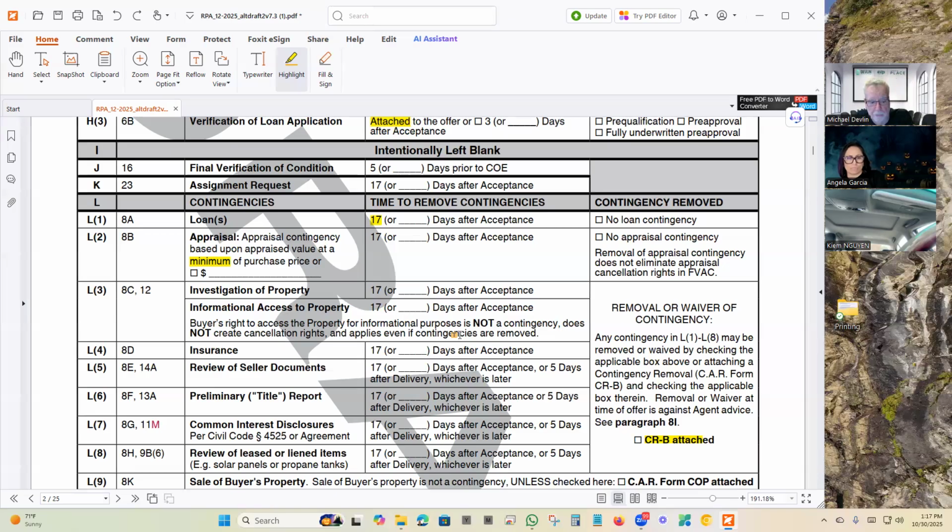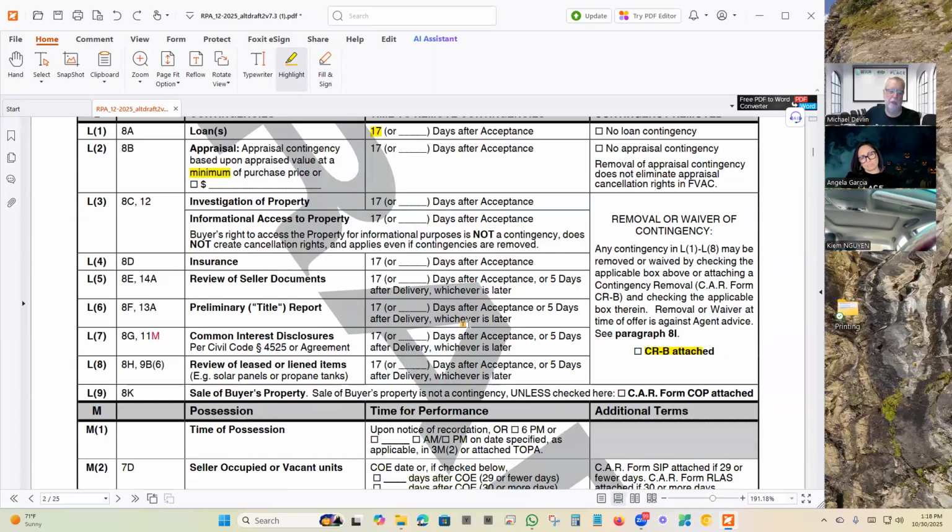The preliminary title report, so you can see if there's other liens on the property. Common interest disclosures, that's HOA documents. Solar stuff, leased or liened, is usually propane tanks or solar panels. There's a lot of issues with that, which I'm not going to cover today. And sale of buyer's property, this is the big one, the bad one. And the C.A.R. form COP, if you check the box, is attached.